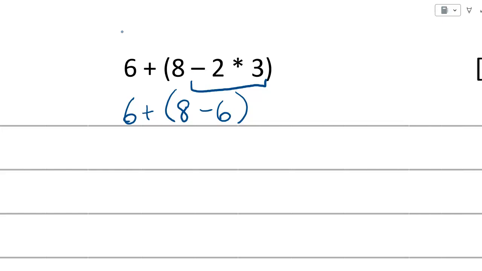Okay, still got the parentheses. 8 minus 6 is 2. When there's just a number in the parentheses, you can drop them off if you want to, or you just kind of mosey right along. So 6 plus 2 is 8.